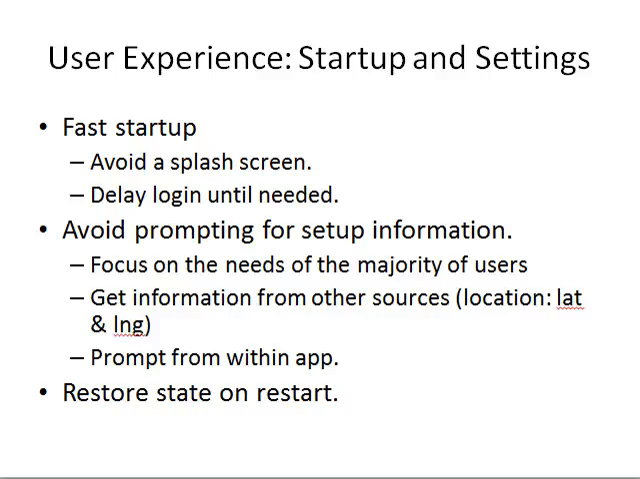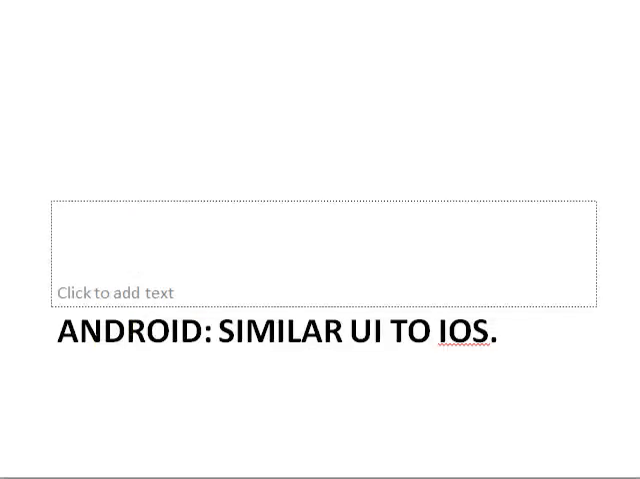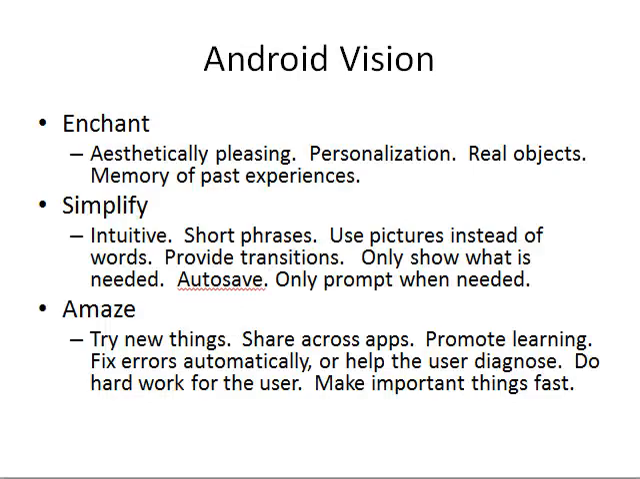So those are a lot of Apple's usability guidelines. Very nice. If we take a look at Android's, we'll see they're very close. Android has basically 3 principles of vision. Enchant the user. Make it aesthetically pleasing. Use personalization. Use real objects instead of text and things like that, like folders in the file system, as opposed to our old school DOS command prompt. Okay? Remember past experiences. So if the user keeps going to the GPS screen, eventually make that the first screen. Okay?